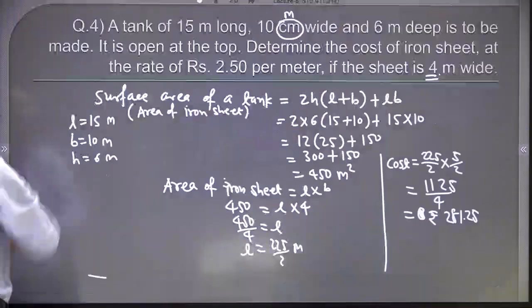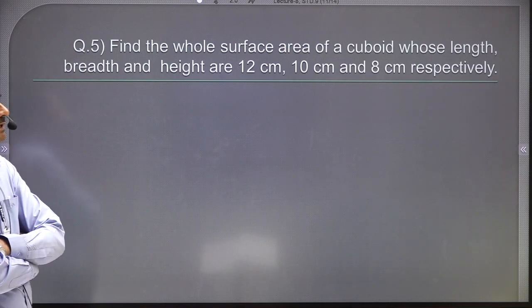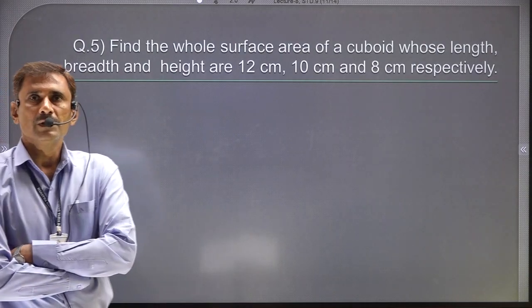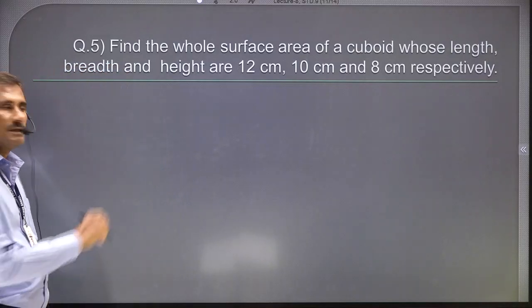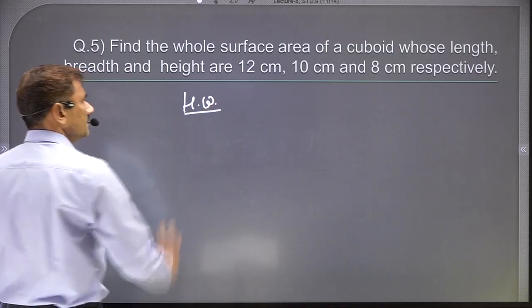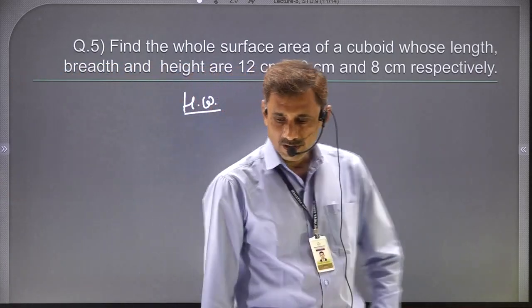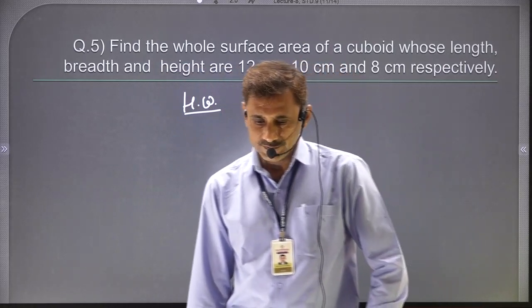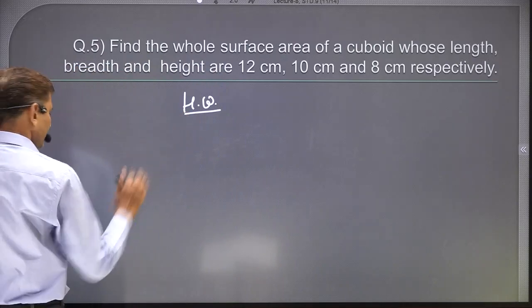Okay, look at number 5. Find the whole surface area of a cuboid whose length, breadth and height are given. Whole surface area means TSA. It is very simple, you have nothing to do, just find the TSA, write the appropriate formula and place all the values. So the fifth is also homework, just like 3.